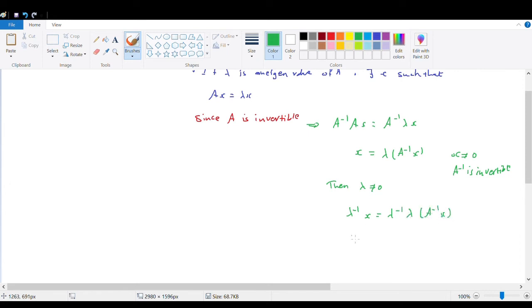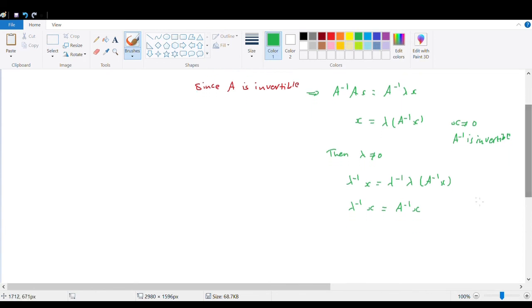This will give us lambda power minus 1 x. 1 over lambda multiplied by lambda will give us just 1. So here we have A inverse x. Now, since we have the form A inverse x is equal to 1 over lambda x, that means lambda power minus 1 is an eigenvalue of A inverse. So from here, lambda power minus 1 is an eigenvalue of A inverse.